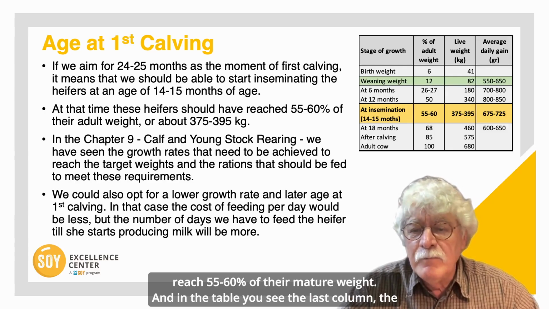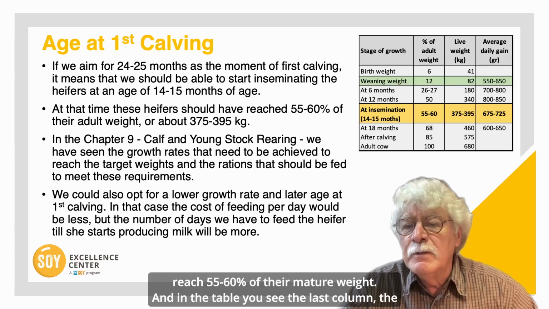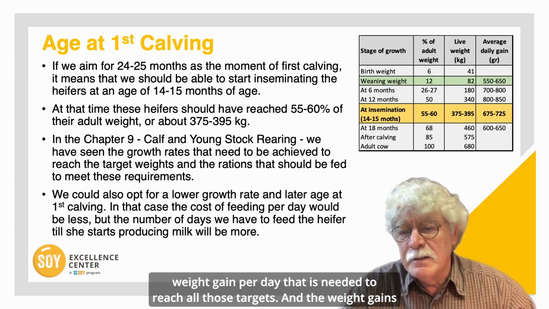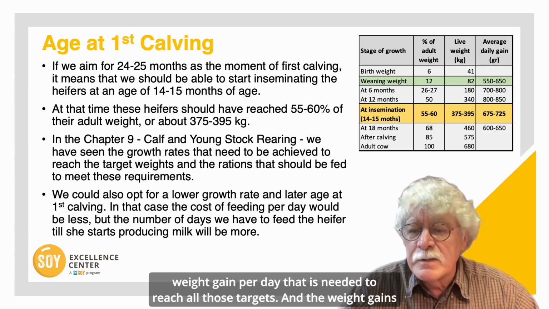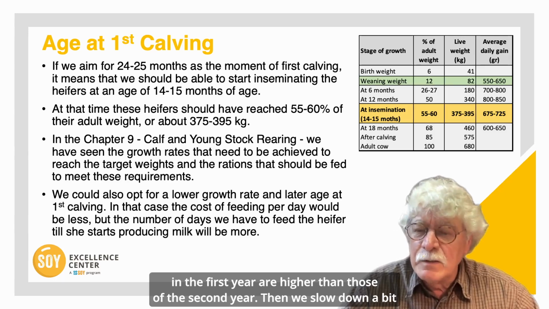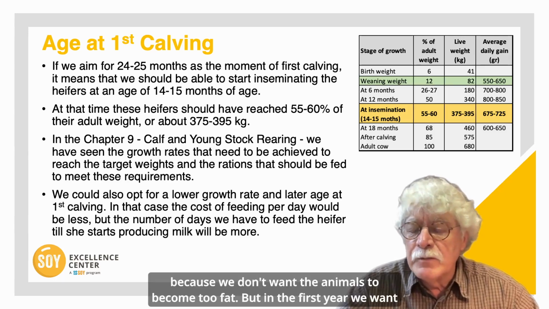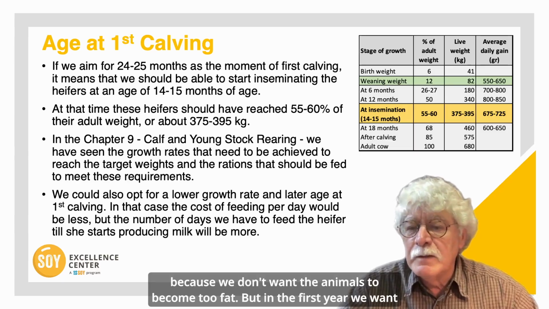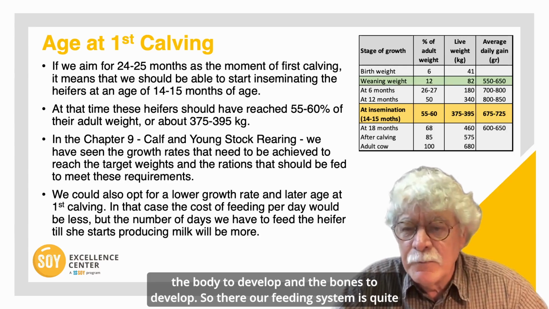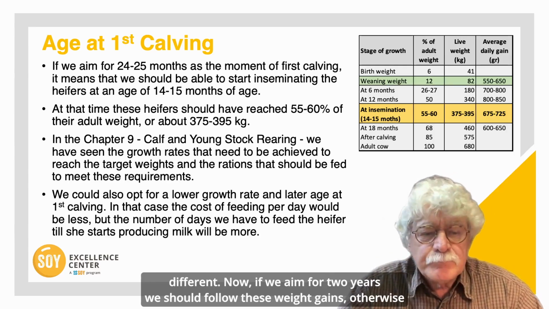And in the table, you see the last column, the weight gain per day that is needed to reach all those targets. And the weight gains in the first year are higher than those of the second year. Then we slow down a bit because we don't want the animals to become too fat. But in the first year, we want the body to develop and the bones to develop. So there, our feeding system is quite different.